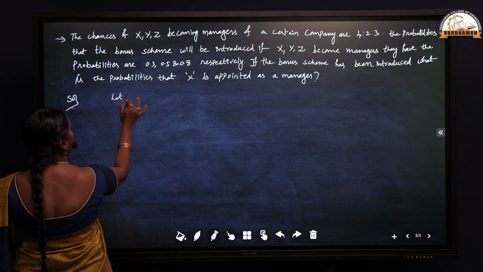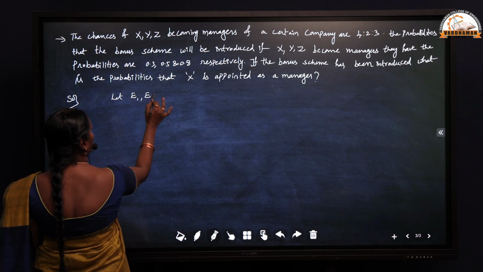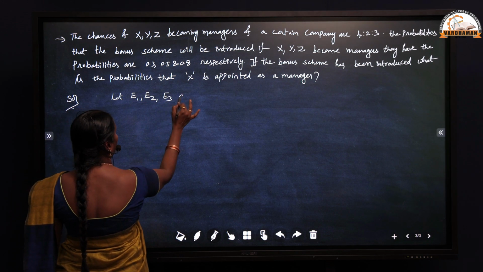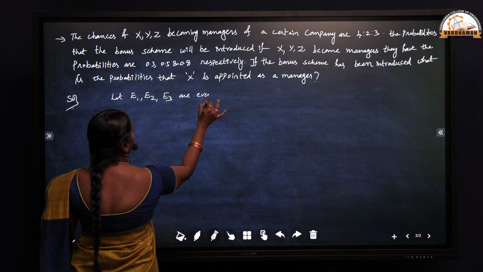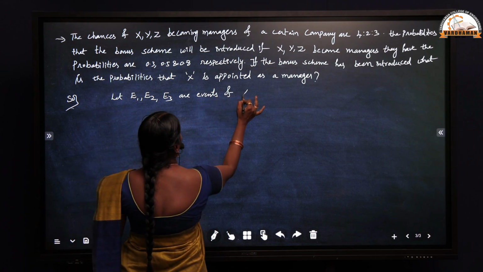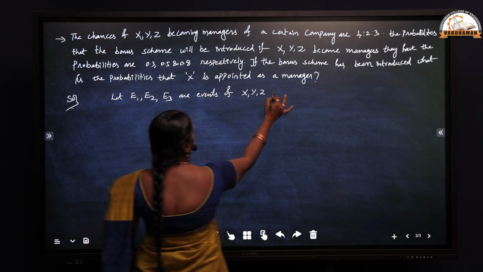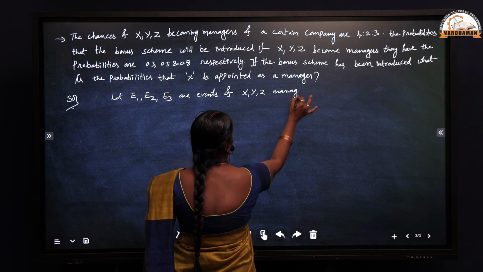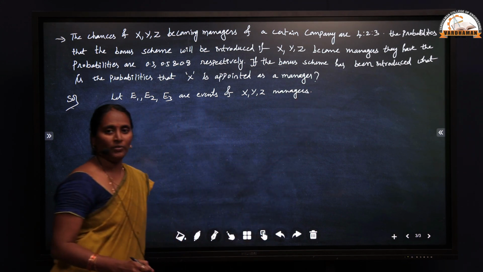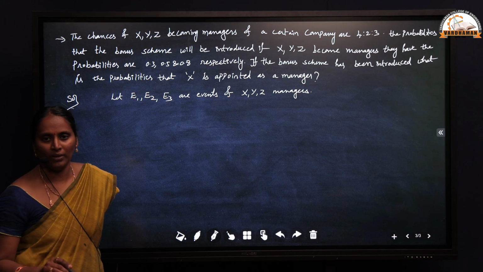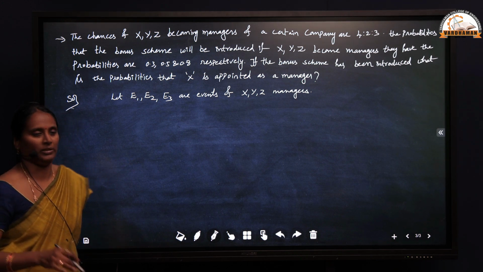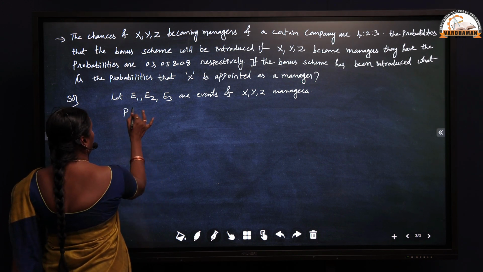How many events are there here? 3 events. The 3 events, how to define them? Let E1, E2, E3 be the events of XYZ becoming managers. Now the thing is, we are going to find out what is P of E1, what is P of E2 and what is P of E3.